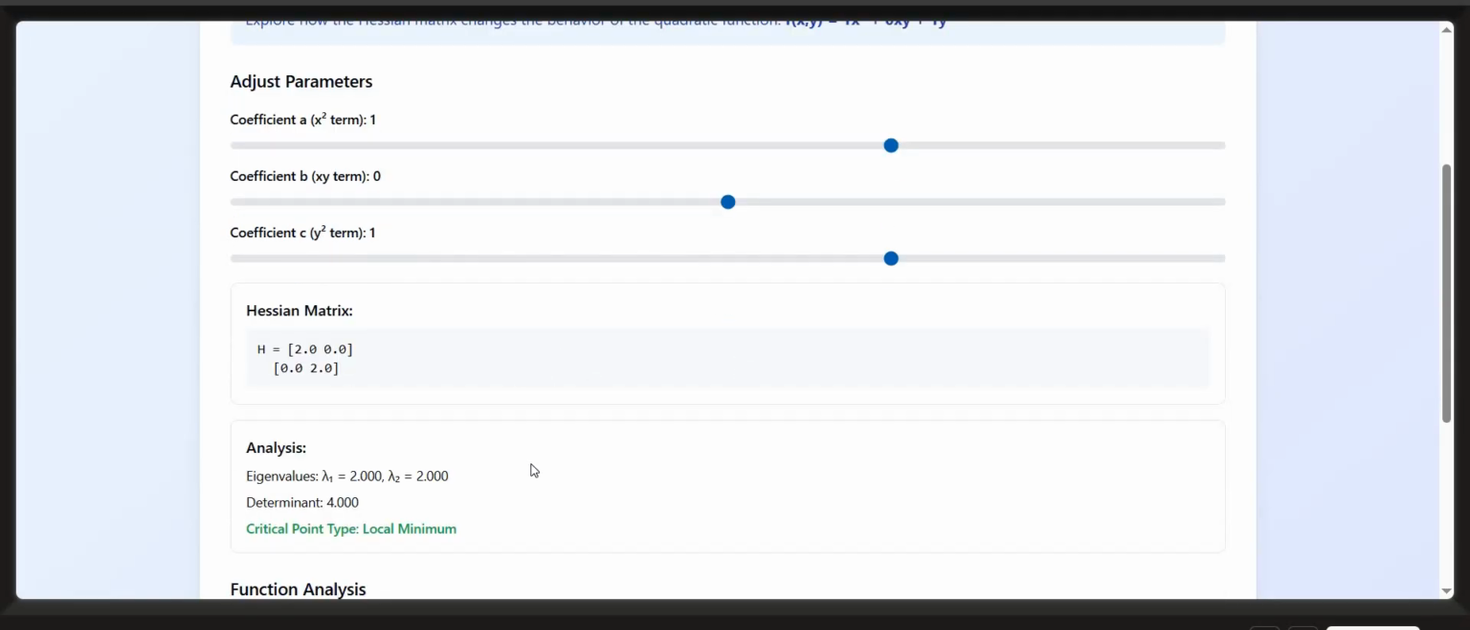Let's take a look at what this tells us. The eigenvalues are both 2.0. So lambda 1 is 2, lambda 2 is also 2. The determinant is 4, which is greater than 0, and both eigenvalues are positive. So we can classify this point as a local minimum.